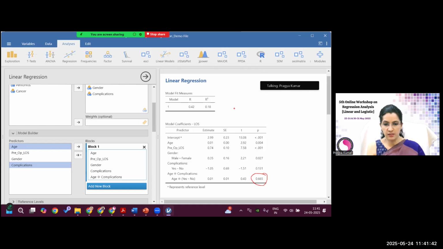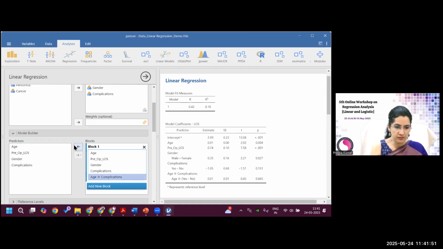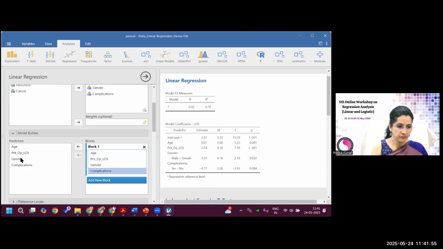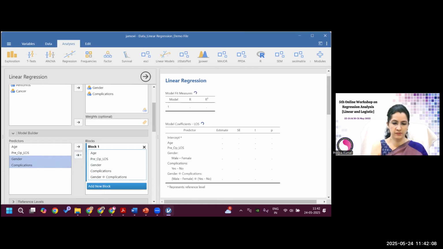And again, you can see this is the estimate. So if it is not significant, then there's no need. Again, if I wish to try some other interaction, let's see. If I enter gender and complications, I'm just choosing randomly now. If I enter that as an interaction, again, it is not significant.